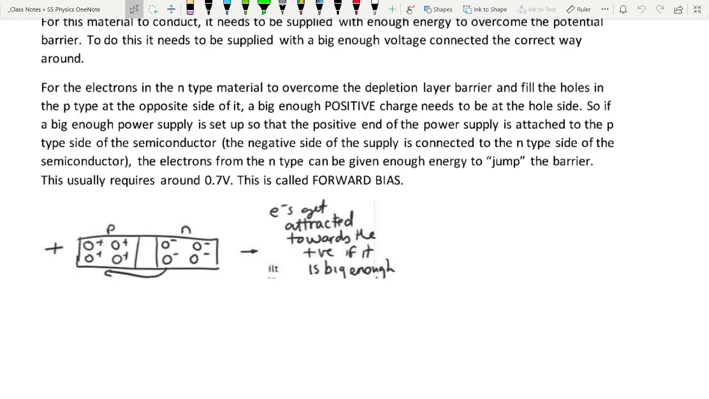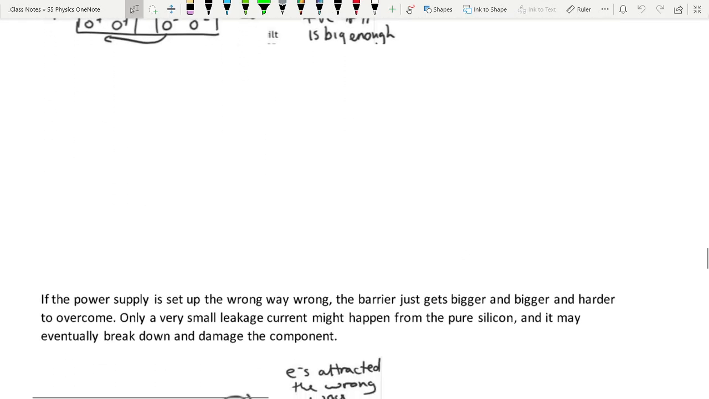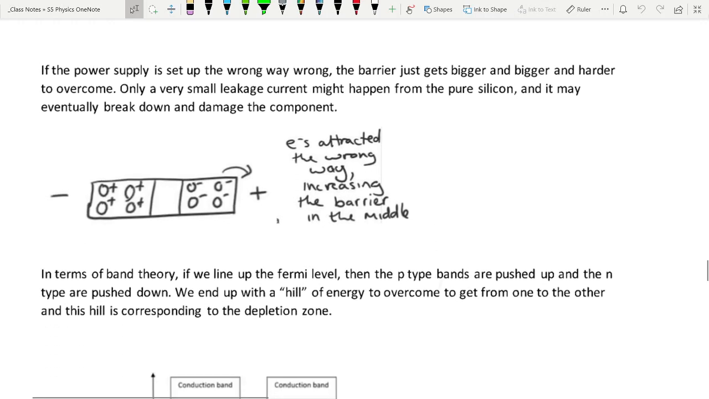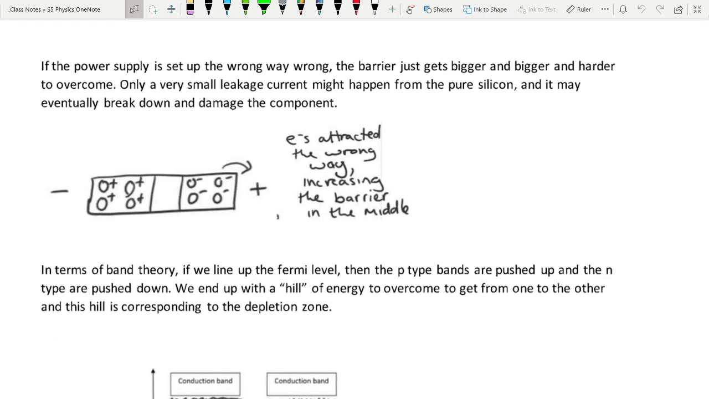So that is called forward bias when it's connected the correct way around. If it's connected the wrong way around, it's called reverse bias. So if the power supply is set up the wrong way, the barrier just gets bigger and bigger. So basically, if you set it up this way, the electrons are not getting attracted this way, they're getting pushed back again. So we're just making this barrier bigger. So only a very small leakage current might happen from the pure silicon. It might eventually break down and damage the component.